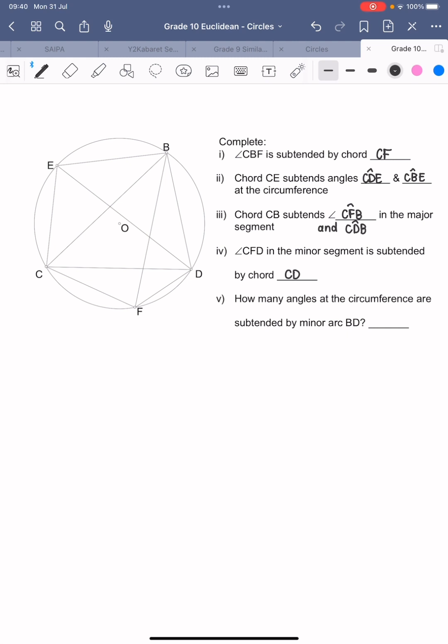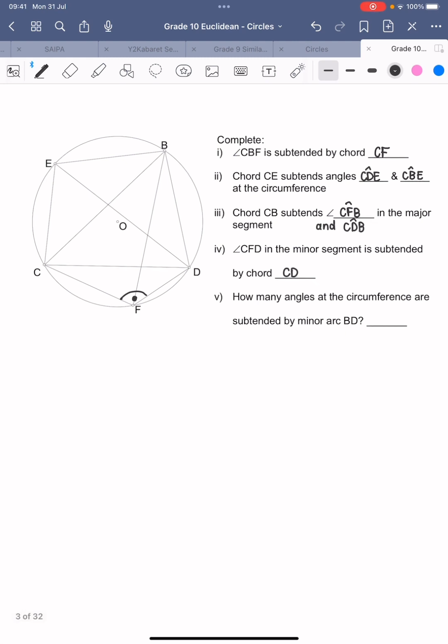Okay, relax. All right, angle CFD. Let's quickly see where that angle CFD is. Is this whole angle here, hey? Is subtended by chord CD. Again, you follow the two lines forming that angle all the way back to a chord. All right, so CD is the answer to that one. I haven't written in the answer here because I want us to quickly find all of them. It's quite easy to miss one or two of them here.